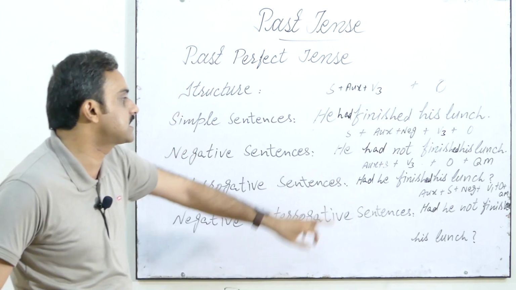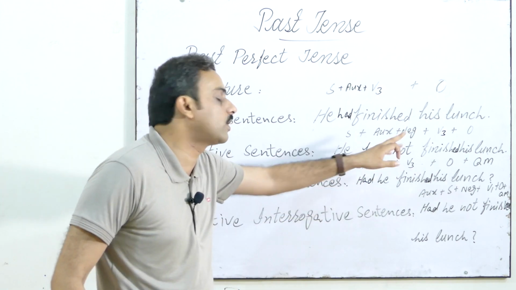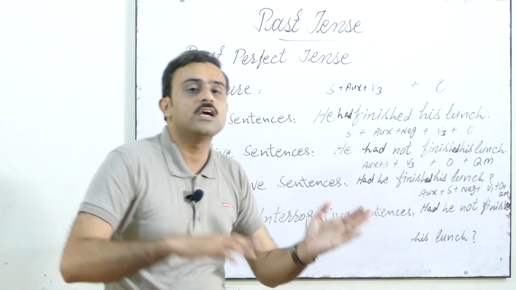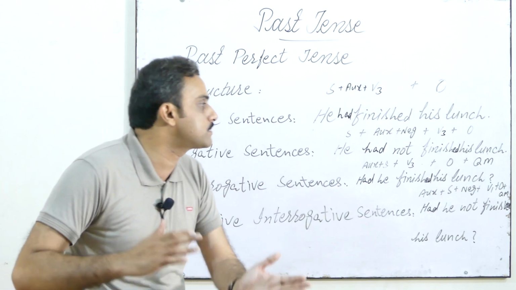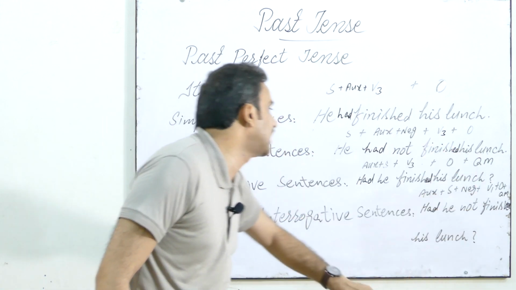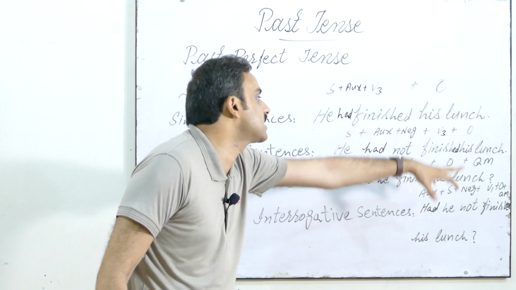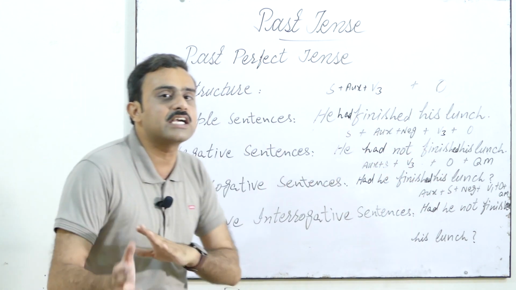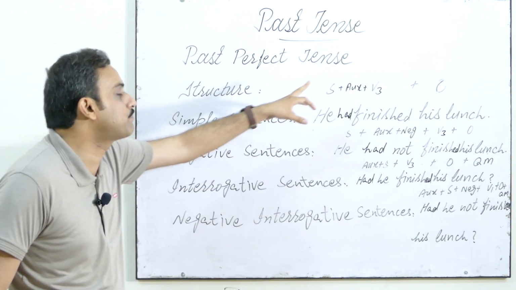In negative sentences, again we have subject and auxiliary, definitely "had", and negation "not", V3, third form of verb, meaning past participle, and then object. "He had not finished his lunch" shows this structure, that this one belongs to the negative sentences of past perfect tense.